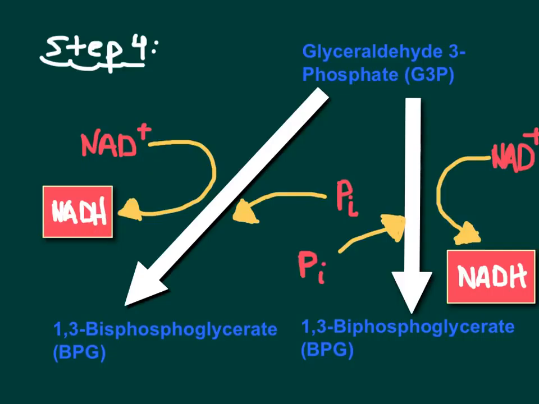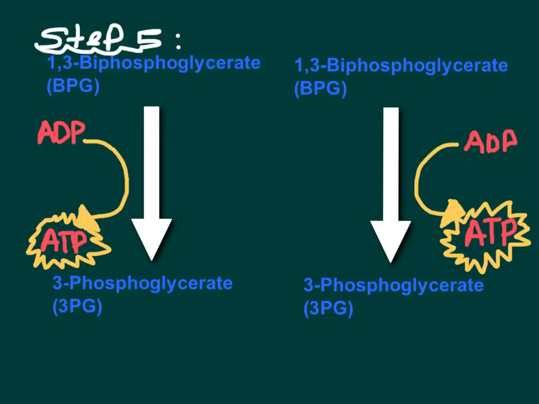The 2 G3P molecules each combine with an inorganic phosphate to create an unstable molecule called 1,3-bisphosphoglycerate, or BPG. Because of its instability, 1,3-BPG quickly gives up its recently gained phosphate group to ADP. This creates ATP through a process called substrate-level phosphorylation. This leaves the 2 molecules of 1,3-BPG with only one phosphate group. This gives them the new name of 3-phosphoglycerate, or 3PG.